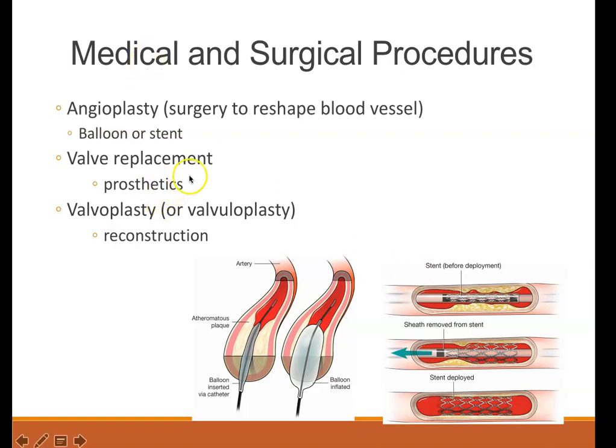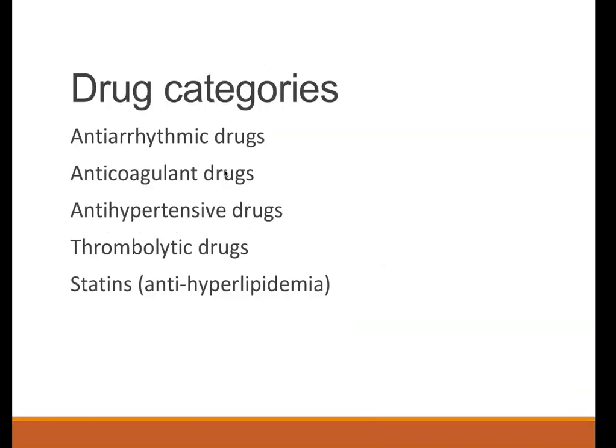Valve replacements, if the valves are damaged in the heart, they can be replaced, usually with prosthetics, like artificial tissue, but sometimes it's with tissue from other animals like cow or pig hearts. A valvoplasty would be a procedure to surgically reconstruct the valve. So it doesn't need to be replaced, it just needs to be sewn up and reconstructed.